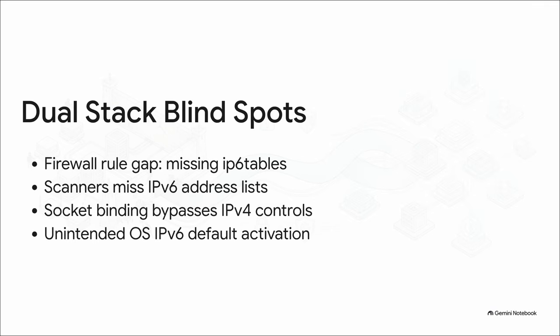First, you have a massive firewall rule gap. Teams meticulously write iptables rules for IPv4, right? But they completely forget ip6tables. Second, scanner blind spots. Your security scanners are probably only targeting IPv4 inventories.